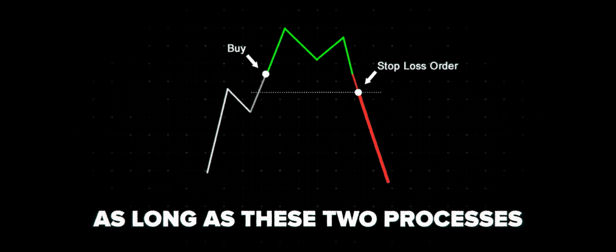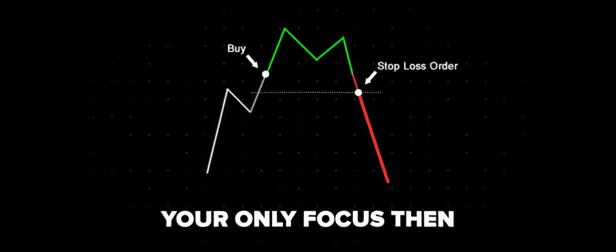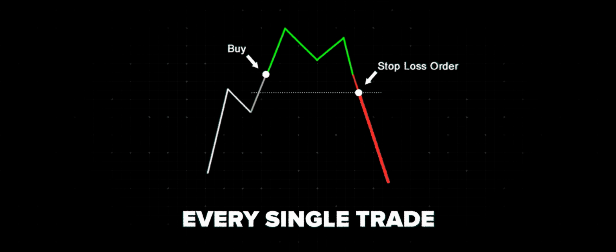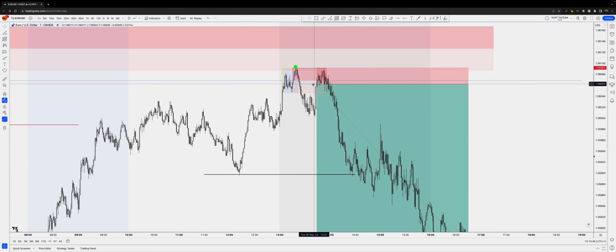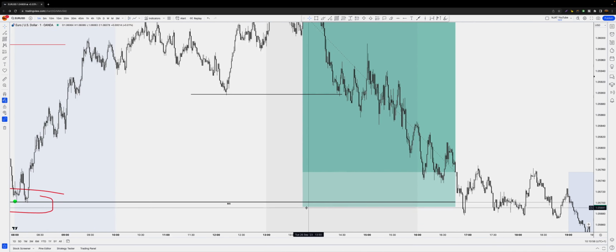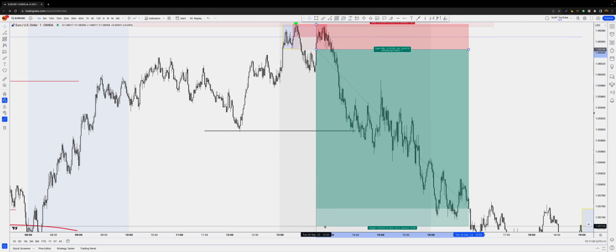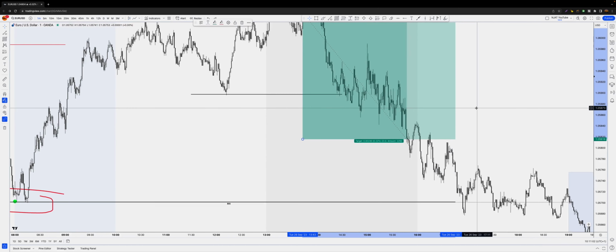As long as these two processes are a part of your entries, your only focus then is to make sure that you execute every single trade absolutely perfectly. And again, we always go for those 1 to 10 risk to rewards. If you wanted to have a smaller risk to reward but a bigger stop, again, absolutely nothing wrong with that. And then you can go for those smaller risk to rewards of those 1 to 5, 1 to 7s, so on and so on. And I say these are smaller risk to rewards.